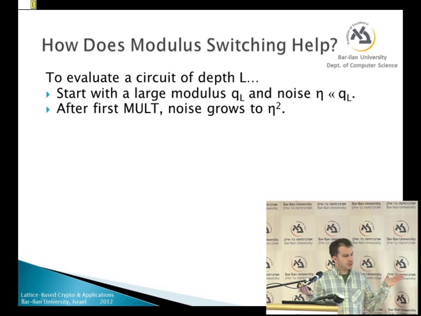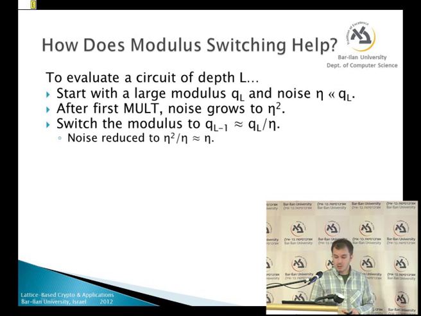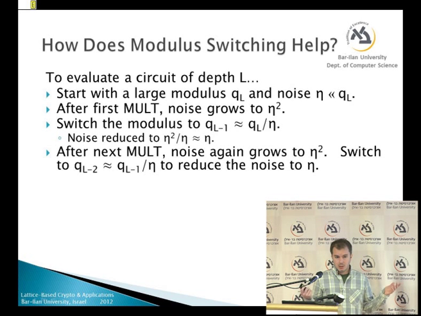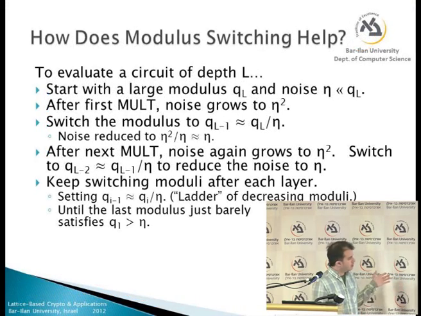And when we multiply, the noise becomes eta squared. But we're going to pick our Q sub L minus 1 to be just a factor of eta smaller than our initial Q sub L, and we just use modulus reduction. We apply that to the ciphertext, and the noise goes back down from eta squared back down to eta. And we just keep doing this. After the next multiplication, it goes back up to eta squared, but we pick our next modulus so that it's a factor of eta smaller, and the noise goes back down to eta. So we just have this ladder of decreasing moduli, a factor of eta at each step, and eventually we hit the bottom of the ladder. We just need to pick our Q sub L at the top to be big enough to allow L steps before it hits bottom. Is that clear?